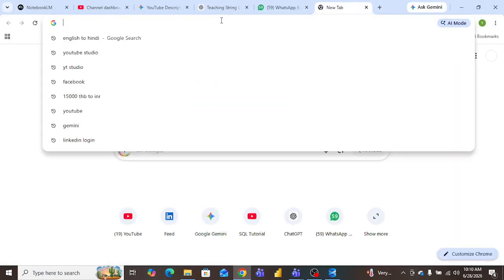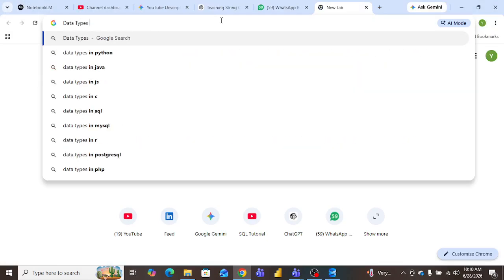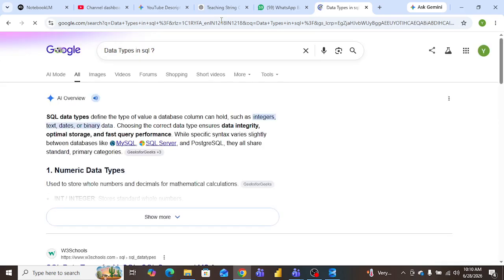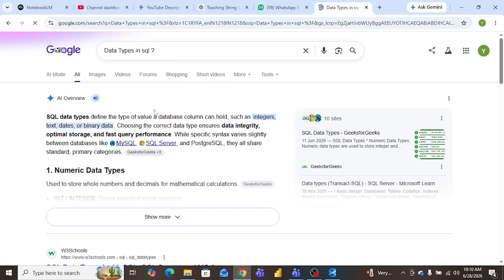So if we write here data types in SQL, we have to understand that the SQL data types define the types of the value of our data column. Every column has values, which we call records, and every record has a value. And what kind of value is it: text, dates, binary, a float value, a string value, an integer value. So what is the meaning here?